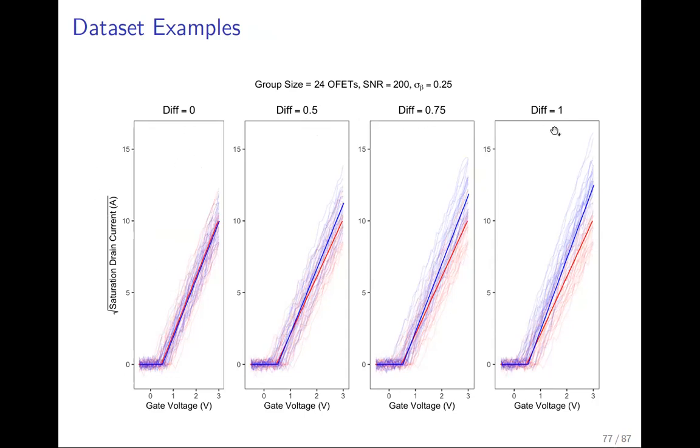0.75, and 1. For example, this panel shows the baseline group, which is colored red, and another group, which is colored blue and has a mean slope that is 0.5 higher than that of the baseline group. The dark curves show the trends for the two groups.